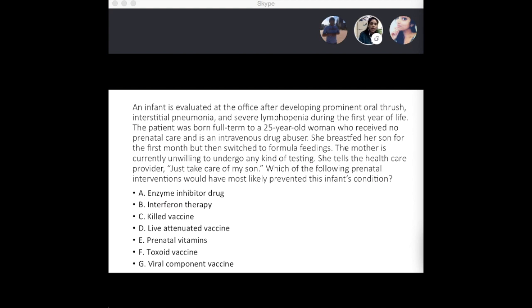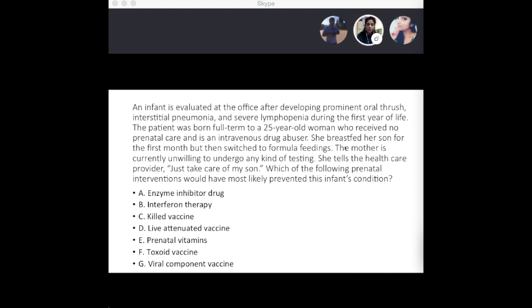Okay. An infant is evaluated at the office after developing prominent oral thrush, interstitial pneumonia, and severe lymphopenia during the first year of life. The patient was born full term to a 25-year-old woman who received no prenatal care and is an IV drug abuser. She breastfed her son for the first month, but then switched to formula feedings.